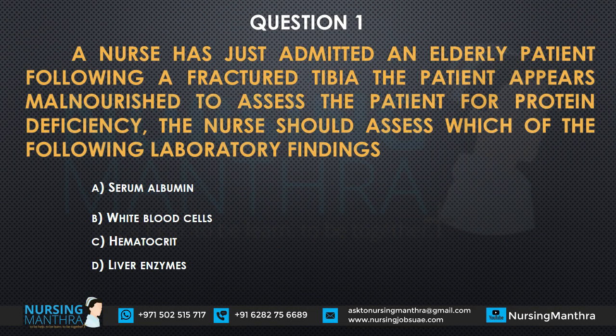A nurse has just admitted an elderly patient following a fractured tibia. The patient appears malnourished. To assess the patient for protein deficiency, the nurse should assess which of the following laboratory findings: A. Serum albumin. B. White blood cells. C. Hematocrit. D. Liver enzymes.